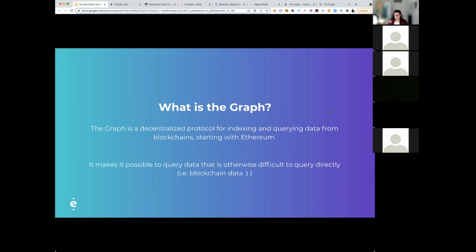And this is what The Graph is basically trying to do. It's a decentralized protocol, and we'll talk about why that's important later, for indexing and querying data. That basically means getting data out of a blockchain. It started with Ethereum, and what The Graph does is make it possible to query this data really simply.